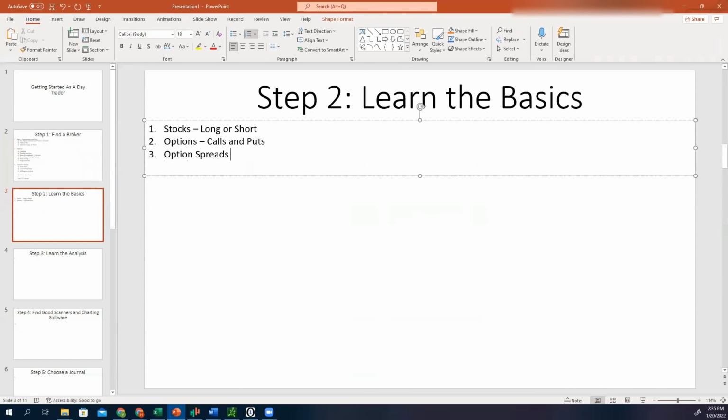option spreads. Obviously, you need to understand options before you understand option spreads. But these three things are essential to know forward and backward. You should be able to take a test on these and ace it. You should not trade anything you do not understand.